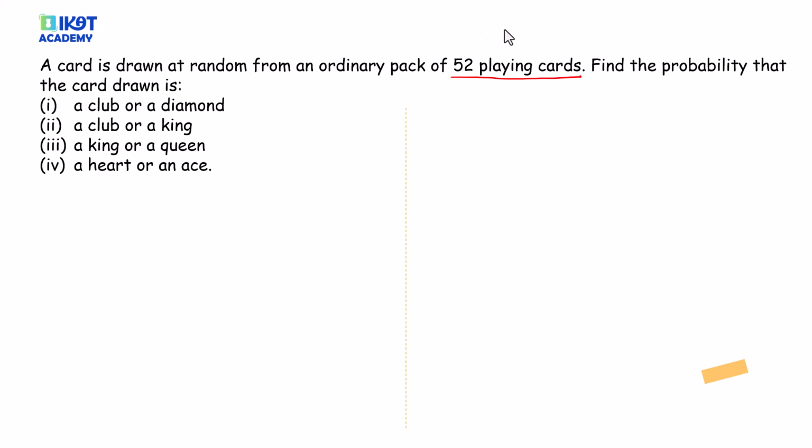So the question is saying find the probability that a card drawn is a club or a diamond, and in probability "or" means union. Probability of a club plus probability of a diamond. So we said there are 13 clubs, there are 13 diamonds, and there are 52 playing cards. So here we have a half.